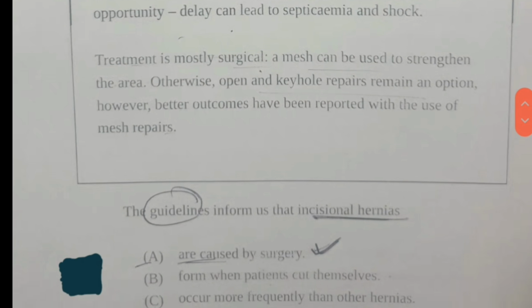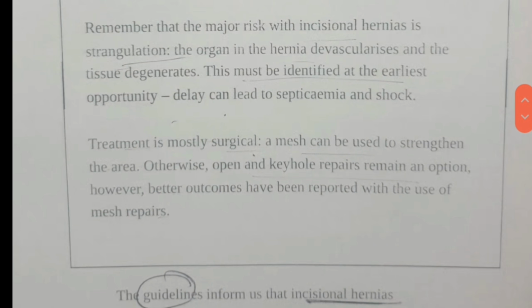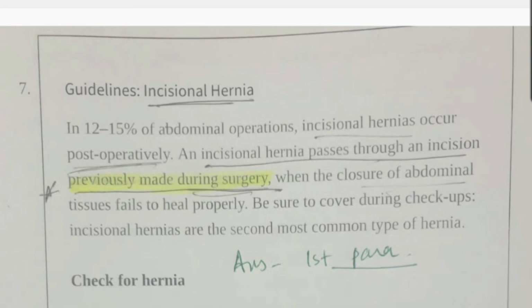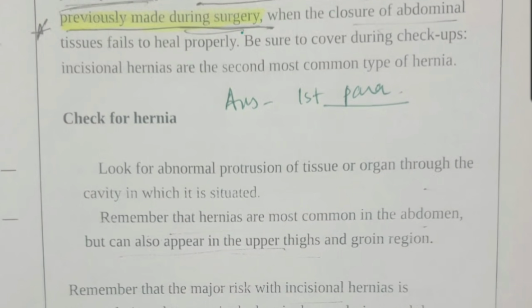So this one, I want you people to give the answer to this one. So the guidelines inform us that incisional hernias, okay, you don't see the options, you read the first line. Oh, we have something about incisional hernia and we have something about guidelines. These are the keywords. Occur post-operatively. An incisional hernia passes through an incision previously made during surgery when the closure of abdominal tissues fail to heal properly. Okay, do we have anything related to the options?